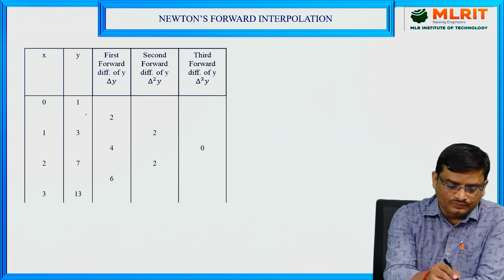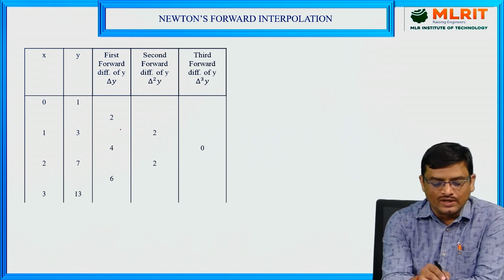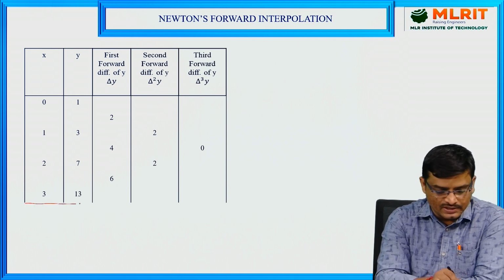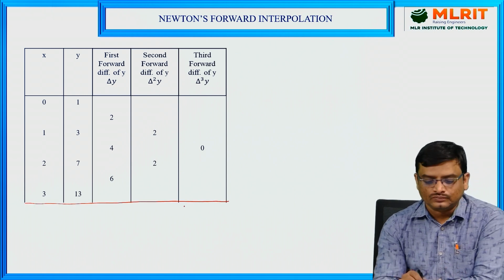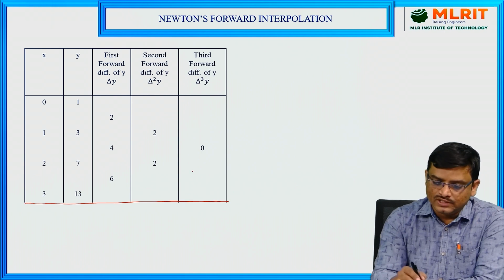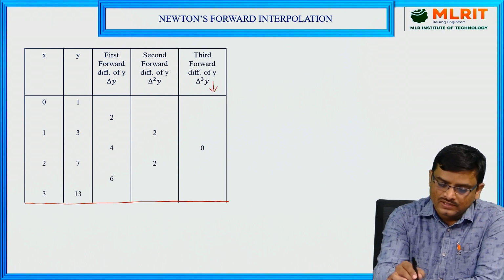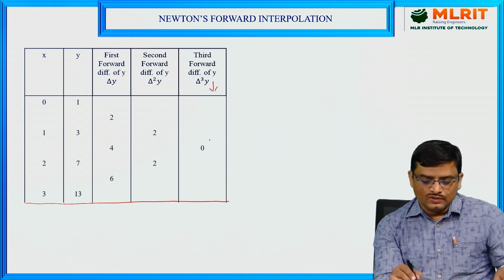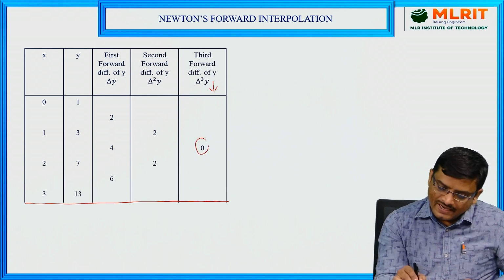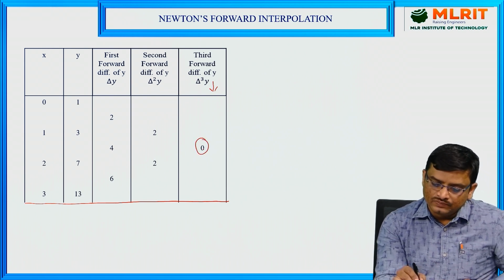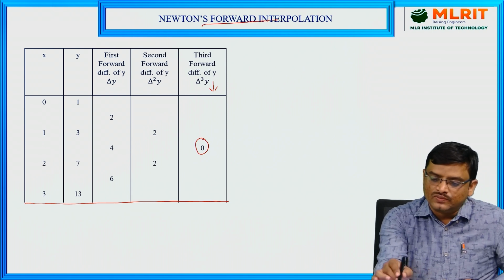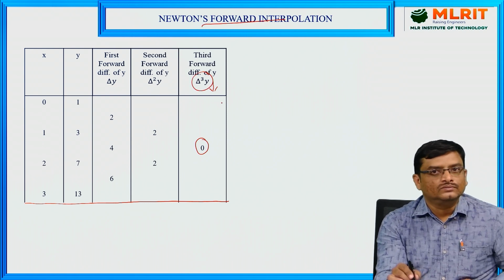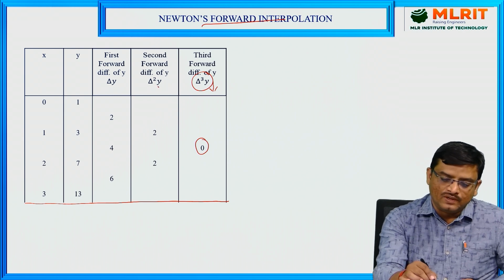So here we have seen how to construct this forward difference table. Follow the same procedure and construct the forward difference table here. In the forward difference table, this is the highest column, that is the third forward differences of y. Whenever in any difference of y you get 0, while using Newton's forward interpolation, we can neglect the delta cube y term and stop the formula up to delta square y.